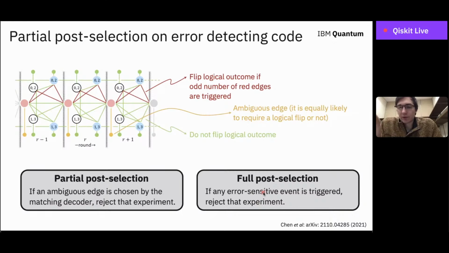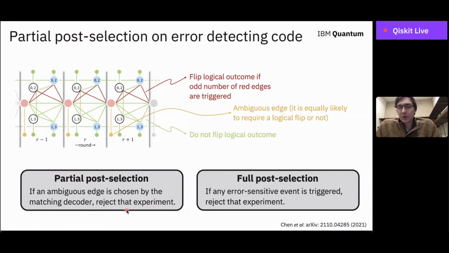So if you do full post-selection, what that means is that if any error-sensitive event is triggered, then you reject the experiment. So this is the most brutal, right? So this is going to cut out as many experiments as you can. And it also leaves you with sort of nothing interesting going on. So any experiments you keep just have zero measurement. You measure 0 for all your checks. So that means we can't really study decoding algorithms if we're doing full post-selection.